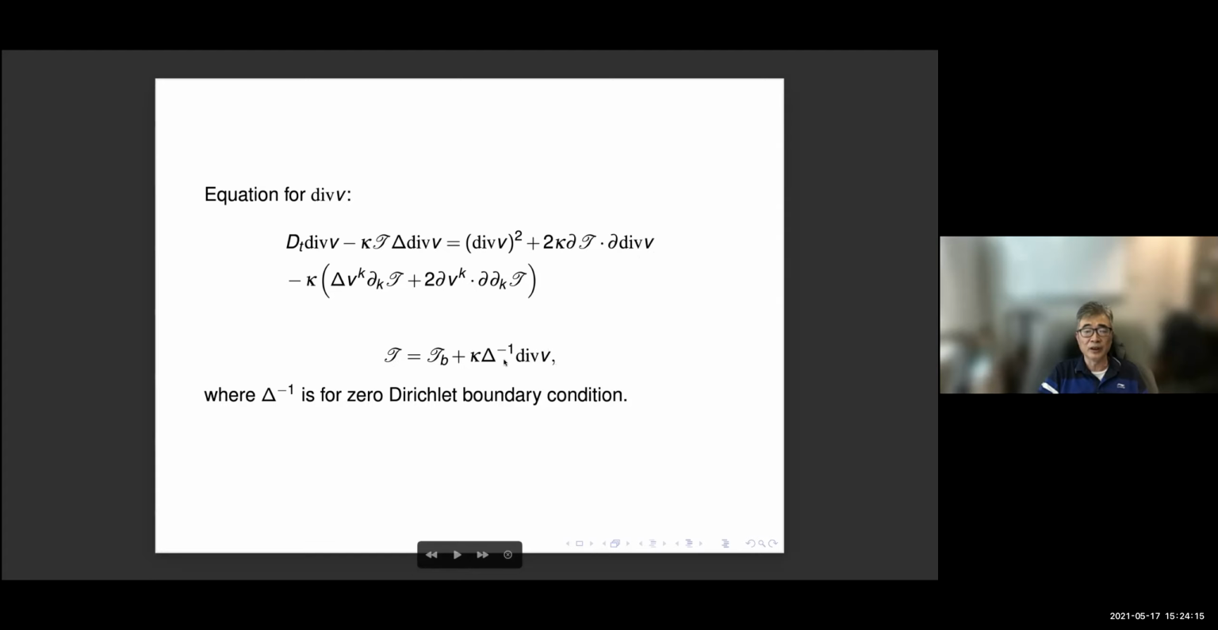So here is the inverse Laplacian, for the initial boundary condition. So here is how we get the equation of divergence v. I show you the equation of divergence v. So from those you can see that the coupling is much more complicated than the incompressible Euler equations. And also there is a problem of loss of regularity.